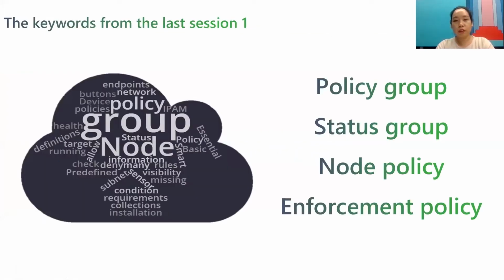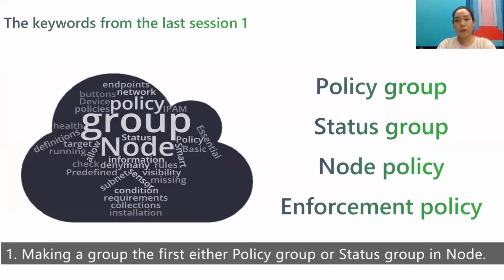Before we start today's session, we will quickly review what we learned from session one. I gathered some keywords from session one. Once you decide to create the policy, you first need to create the group. Genian provides two types of group. The first one is the policy group, which is about the node information. And the other one is the status group, which is about the node condition.